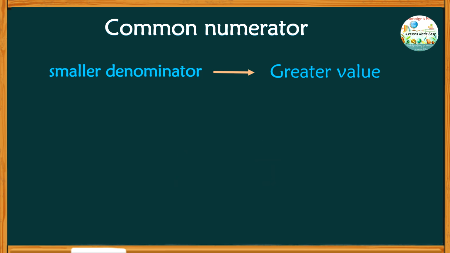Let's try another one. 7 as the common numerator, 10 and 6 as denominators. 6 is less than 10, therefore 7 over 10 is less than 7 over 6.